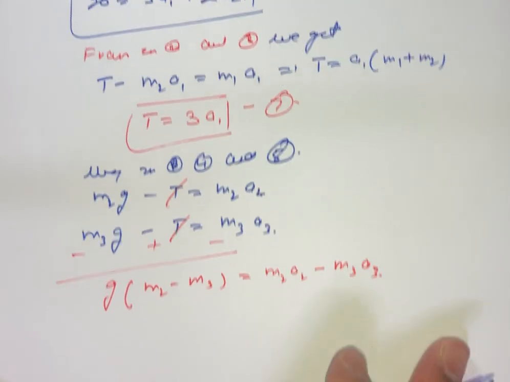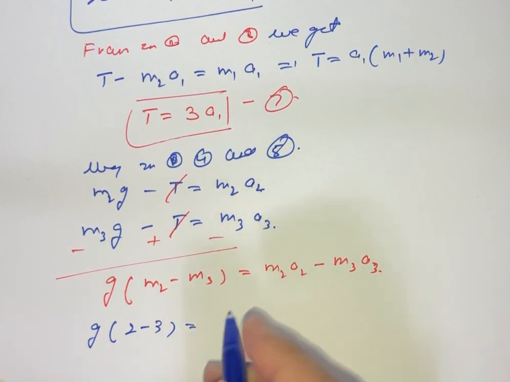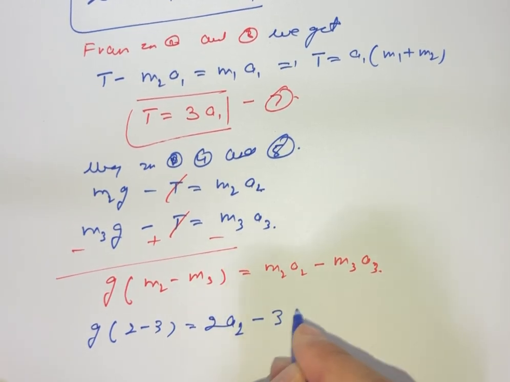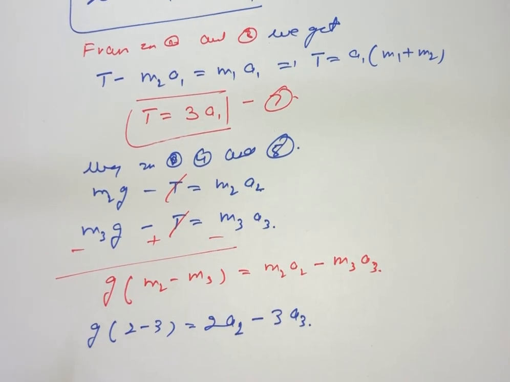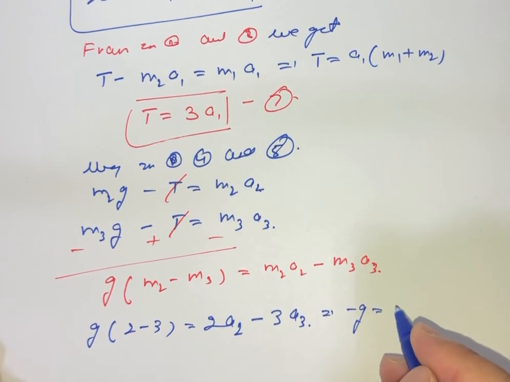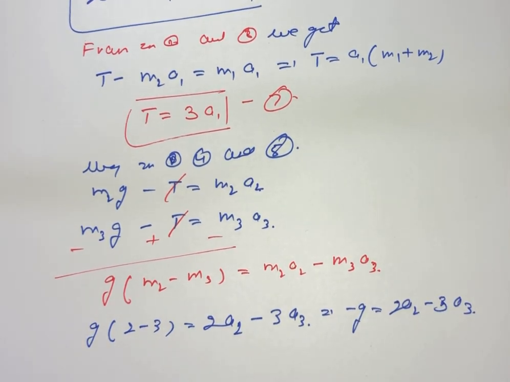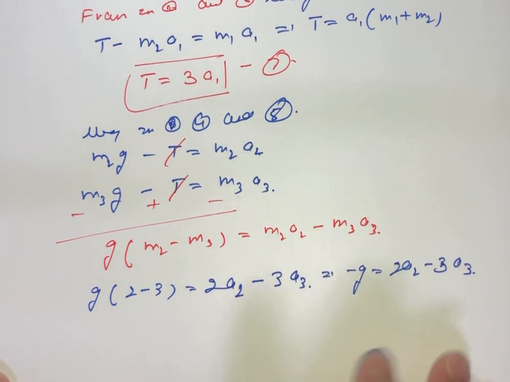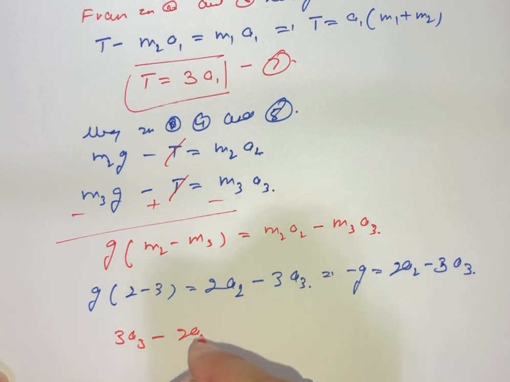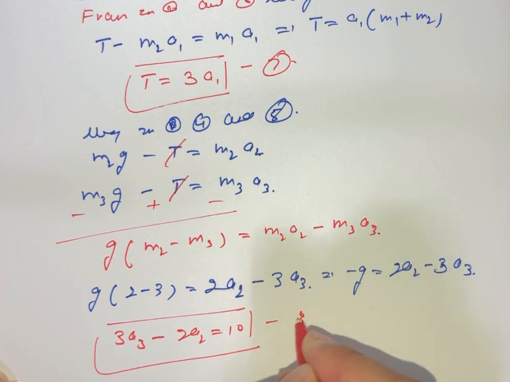Substitute the values. We get g times m2 minus m3, that is 2 minus 3, and this is 2a2 minus m3a3, that is 3a3. So this will be minus g is equal to 2a2 minus 3a3. Our g is 10, so we can write this as 3a3 minus 2a2 is equal to 10. Let this be equation number 8.